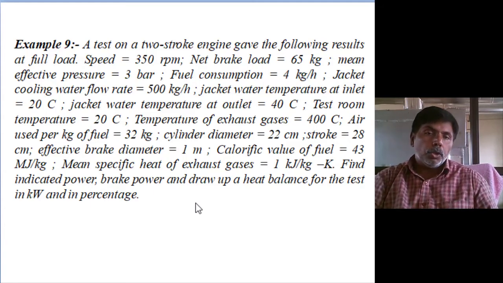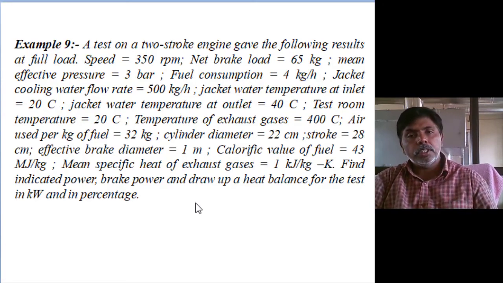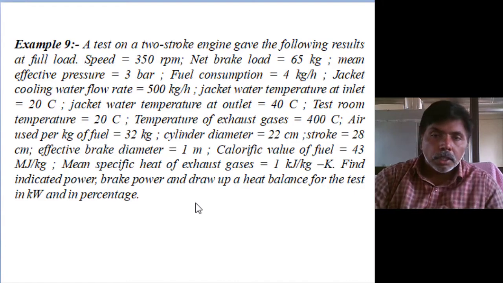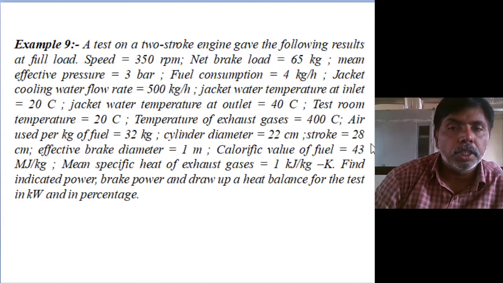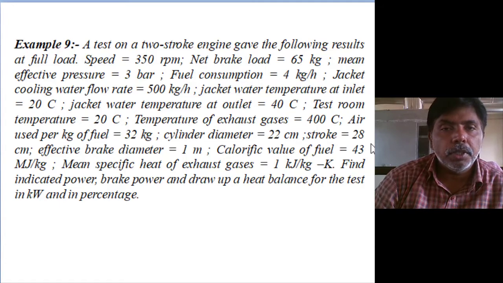So the number of power strokes will equal the RPM only. And mean effective pressure also they directly provided, 3 bar, 3 into 10 power 5. And they gave the cylinder diameter and stroke. So by using this data you can determine the indicated power. For the brake power they gave the effective brake diameter 1 meter and net brake load 65 kg. It is not given a counterweight, so indirectly it is a Prony brake dynamometer.